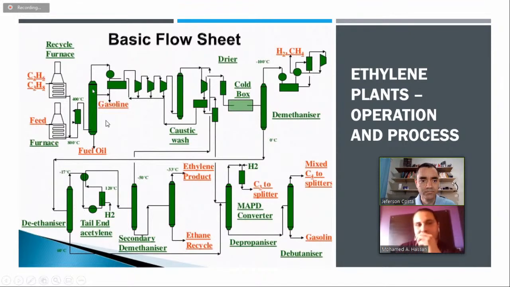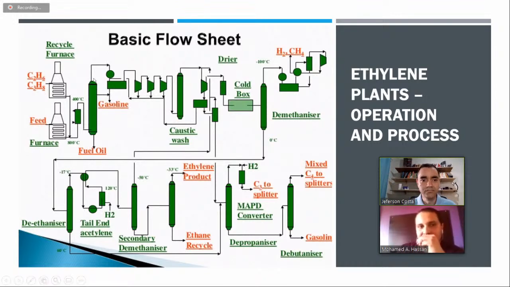The vapors from the overhead of the quench tower are sent to the compression system, which is a multi-stage compressor, to increase the pressure to the desired pressure for the separation in the cold section. Between the third stage and the fourth stage, or according to your licensor, some plants have a fifth stage compressor, we have a caustic wash tower, which is designed to be at a pressure of almost 15 bar gauge. So if your plant has five-stage compressors, you will find that the caustic tower will be after the discharge of the compressor that will achieve 15 bar gauge.